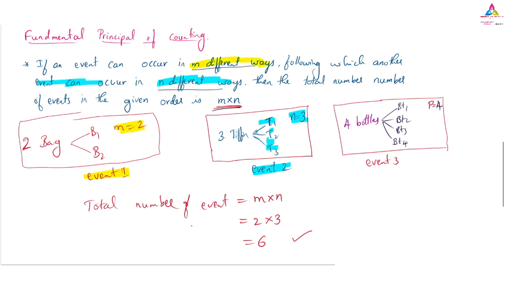According to the formula, the total number of events which is possible, I will write down the total number of events possible. That is important for us.